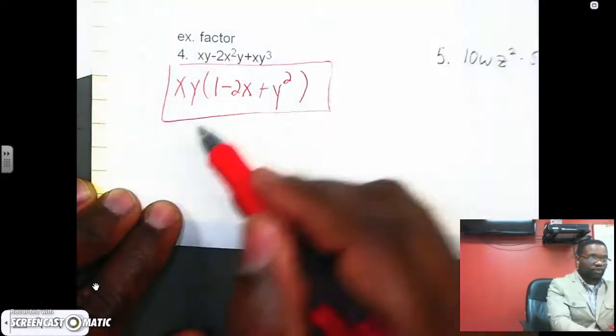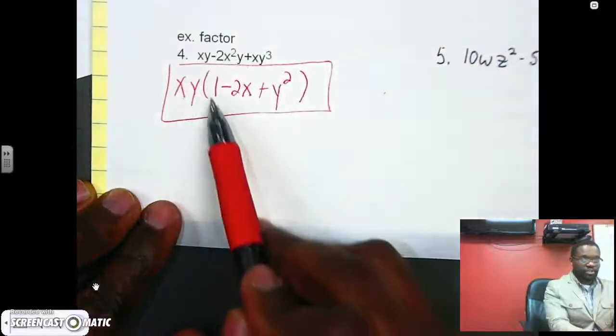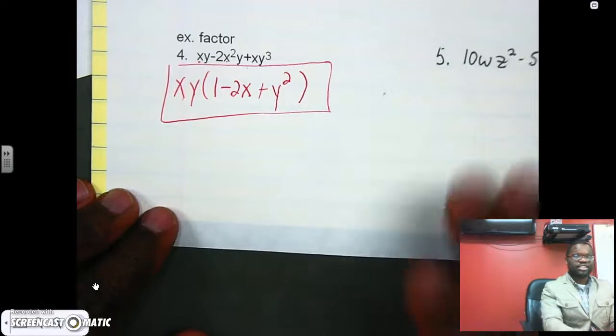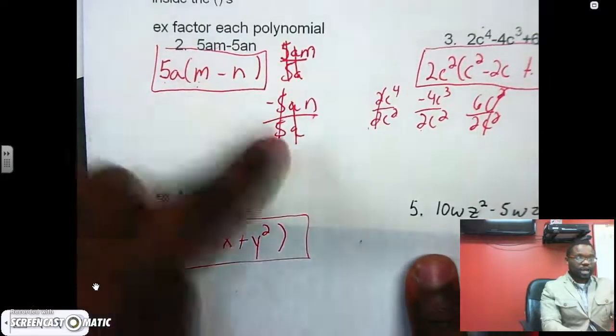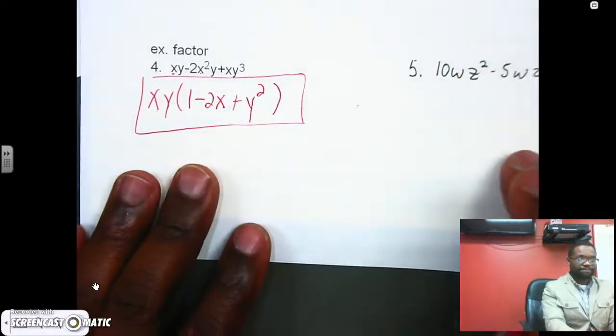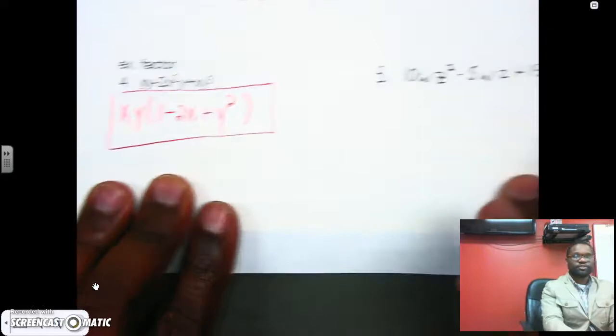Check it out. If you distribute this back out, you'll see that we get the same original problem. And that's a way to check all of these. Multiply them back out. Distributive property. See if you get the original problem. And that's how you know you've done it right. If you need to see more, come holler at me in tutoring.